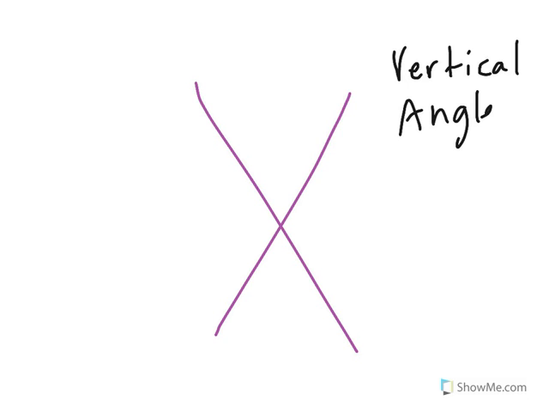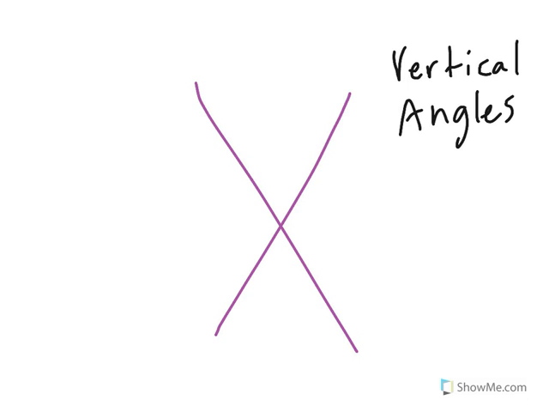Now what we're going to look at in this video is basically two lines that happen to cross. That's it. Now, what we call these in geometry is vertical angles. But this happens for any two lines that are not parallel that eventually cross. Now, this is logic.